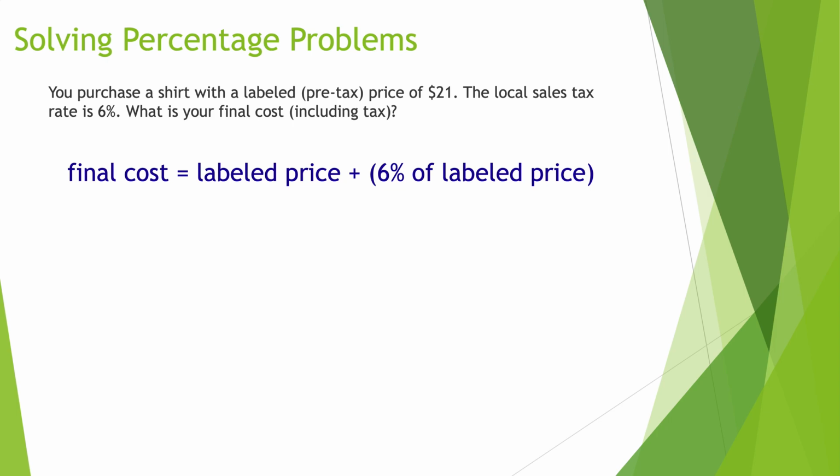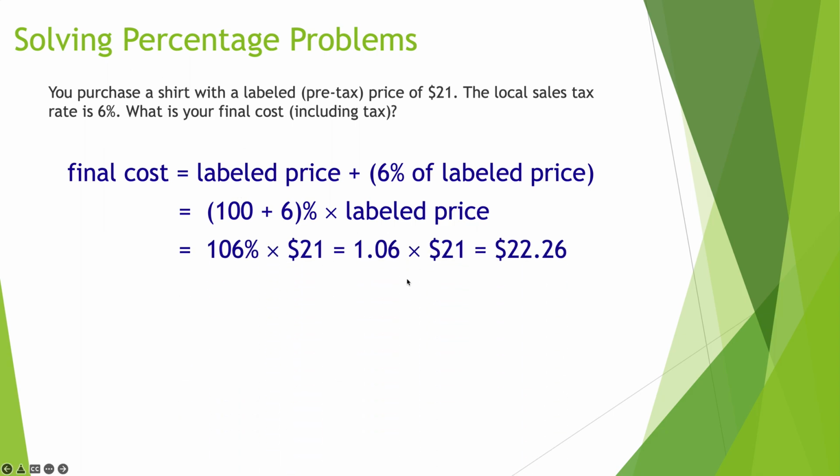See, the labeled price is 100% of the labeled price. It is what it is. It's the whole thing, 100%. But you're adding now 6%. So you've got 100% plus 6%, which means now you could do, this is kind of like factoring here, 106% of the labeled price, okay? So 106%, which is 1.06 times 21 is $22.26.